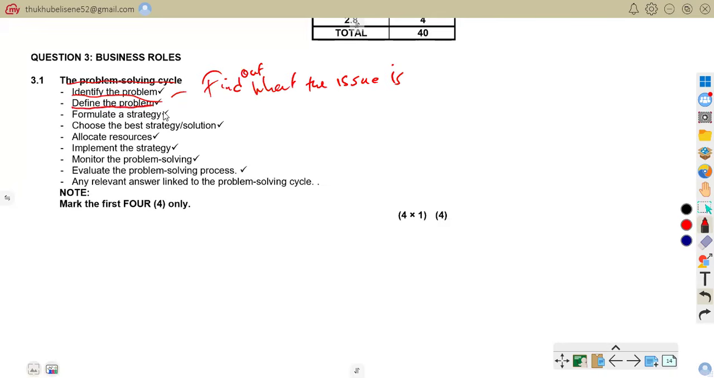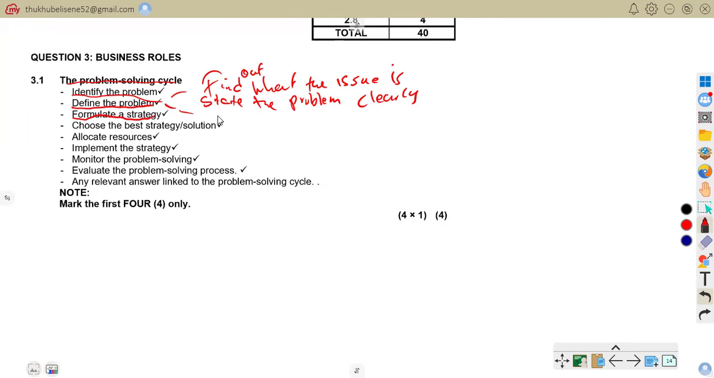Define the problem. State the problem clearly. With defining the problem, you state the problem. For example, sales drop because customers are unhappy with the product quality.